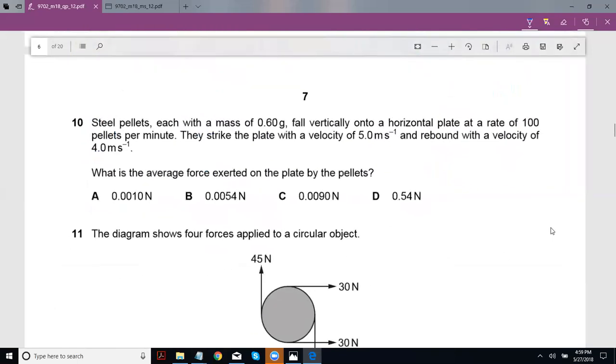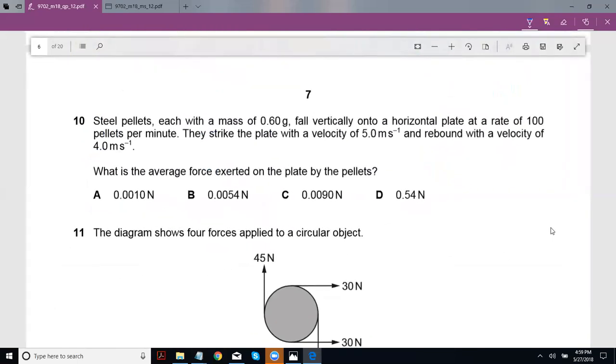Okay, so steel pellets have a mass of 0.6 grams. They fall vertically onto a horizontal plate at a rate of 100 pellets per minute. They strike the plate with a velocity of 5 and rebound with a velocity of 4. And they want you to figure out the average force exerted on the plate by the pellets.